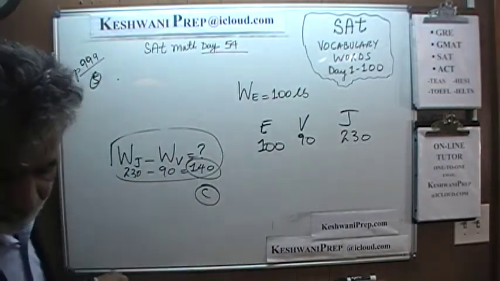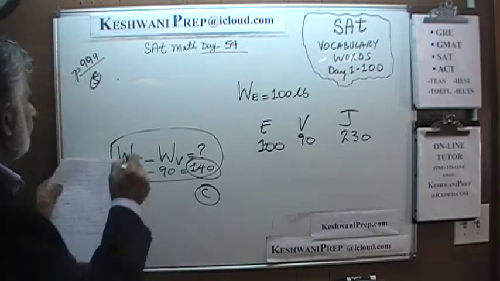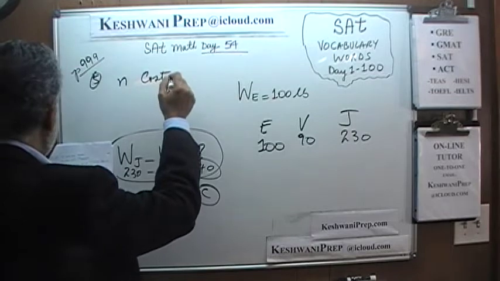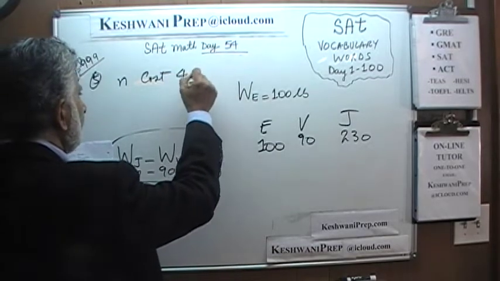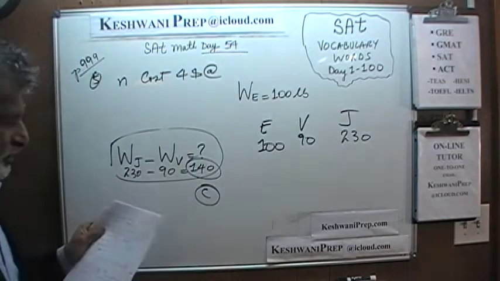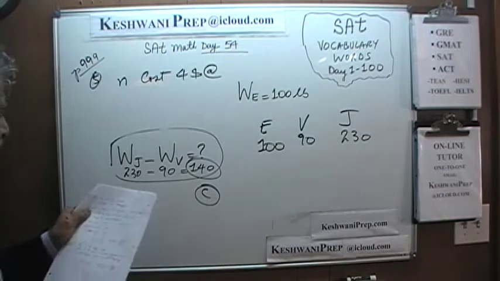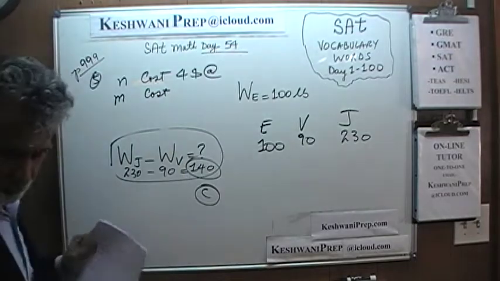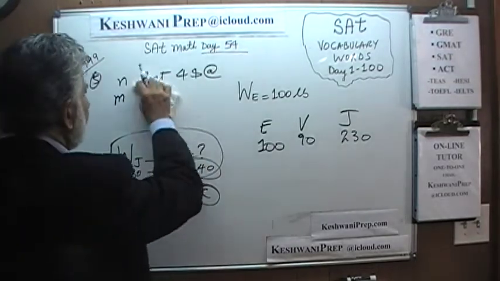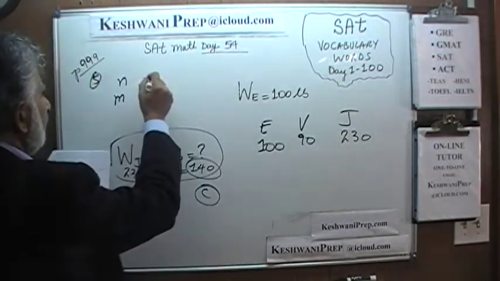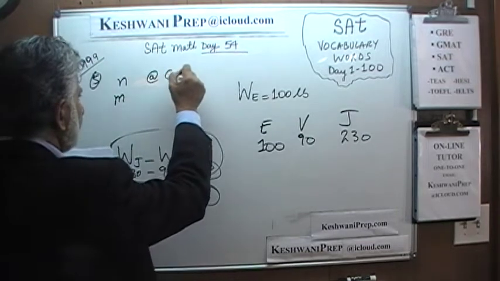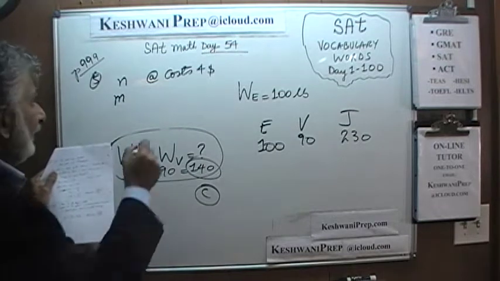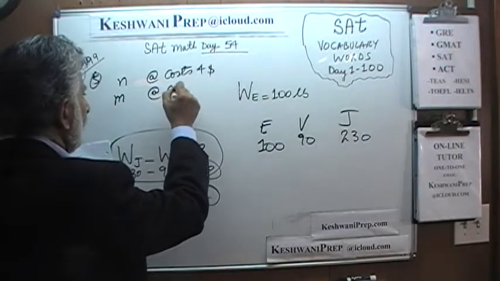In number 6, we're going to buy some newspapers and some magazines. We're going to buy n newspapers, and we are told that each costs $4. And we're going to buy n of them. And we're going to buy m magazines, and each costs, I should put each in front of it here. We're going to buy n of them, and each costs $4. We're going to buy m magazines, and each costs $1.